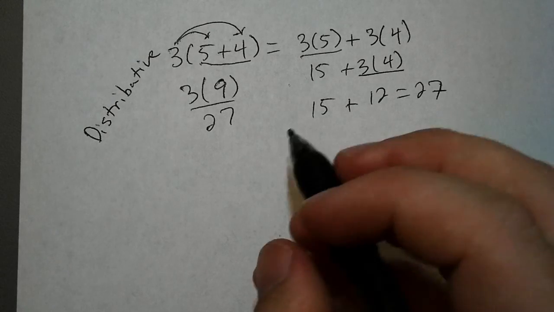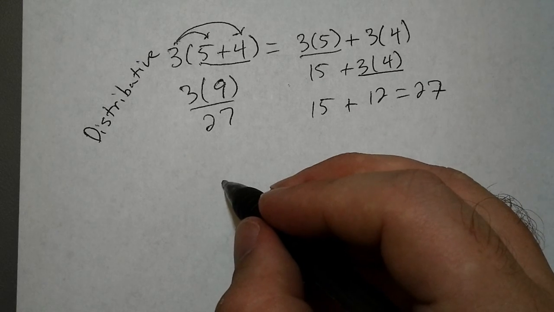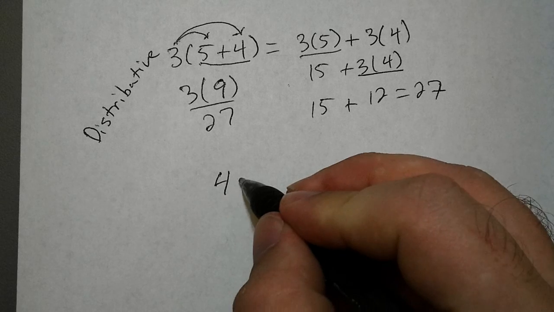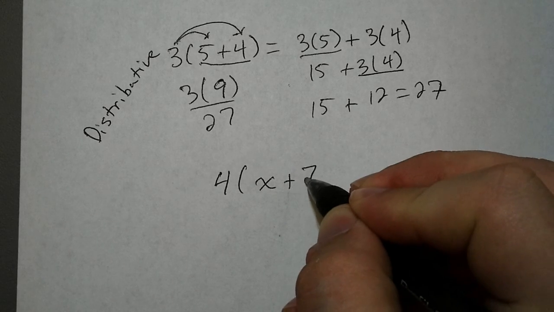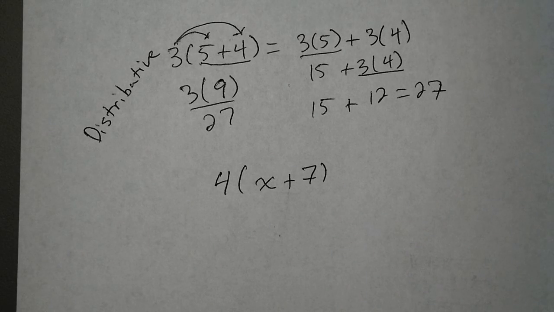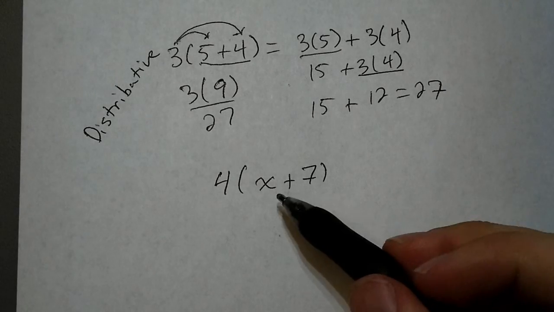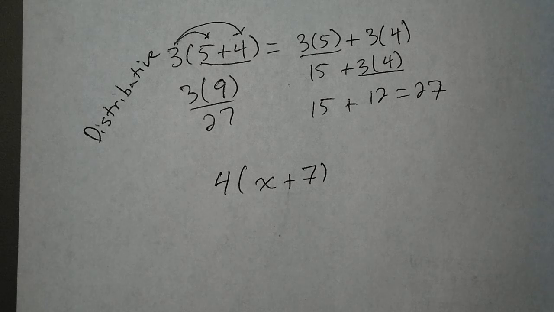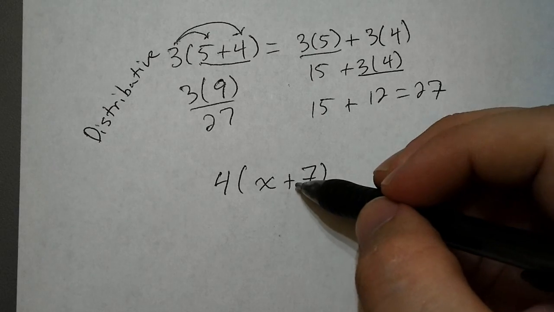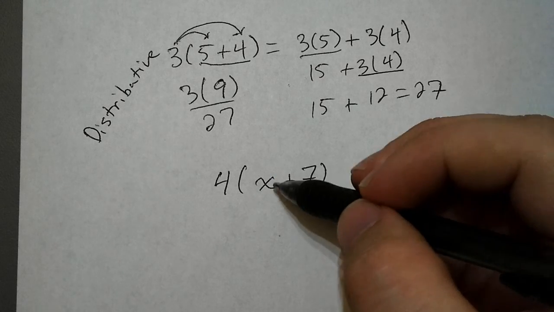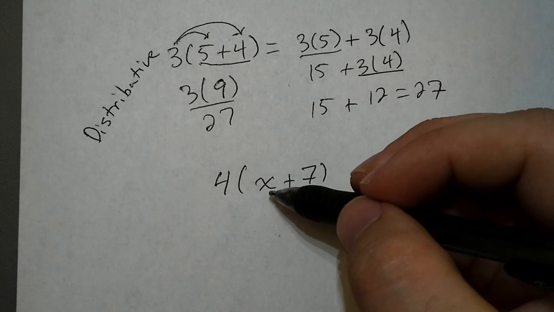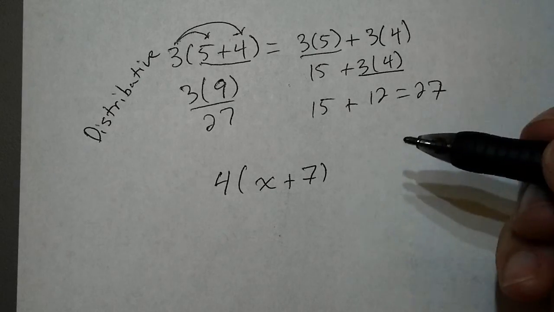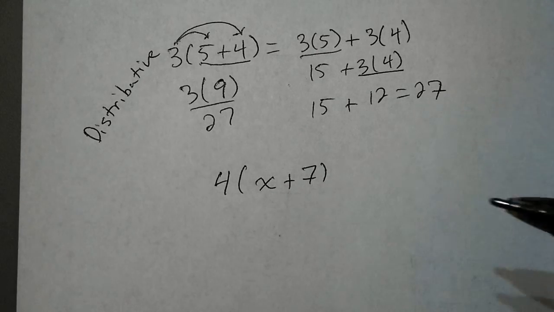Now, what if I had, I don't know, maybe a letter, like 4 times x plus 7. Alright? Now, since I don't know what x is, I can't just add them and then multiply it by 4, because x is the unknown. And I would need this written as an equation so I could solve for x.